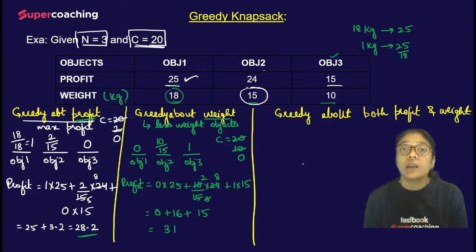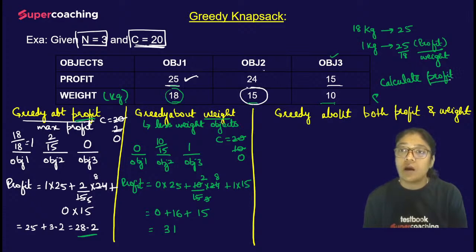So similarly here, basically what we are calculating is 25, which is the profit, and 18 is the weight of the object. So for all the objects, in case of greedy about both profit and weight, we'll calculate the profit upon weight ratio for all the objects.